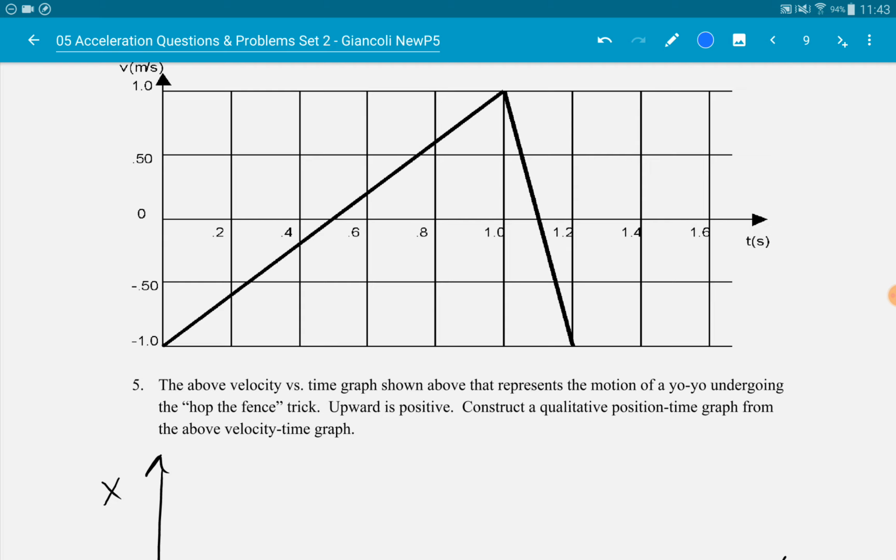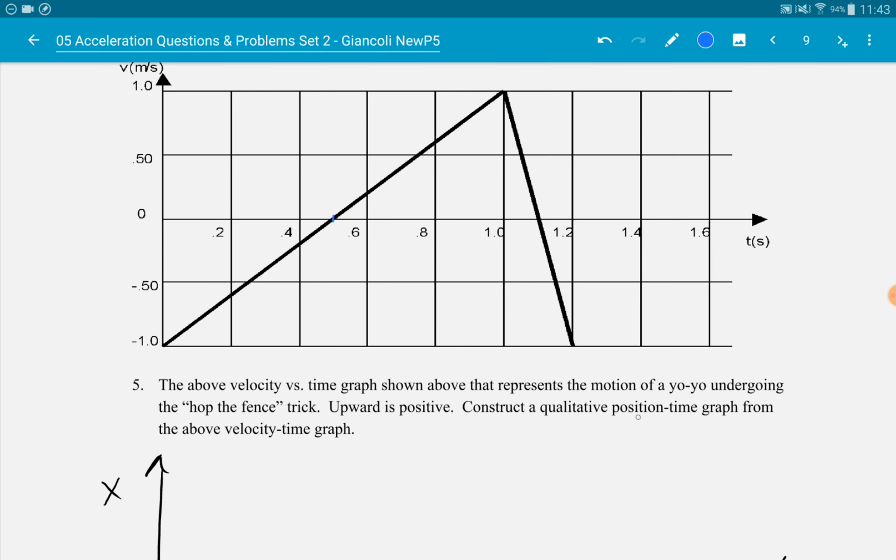And we have a yo-yo that's undergoing the hop the fence trick. And we are probably assuming that we don't know what the hop the fence trick is, and that's the hopeful assumption for you as well, and that through this analysis, we'll be able to figure out what the hop the fence trick might look like. And then we could always verify that, obviously, with videos online.